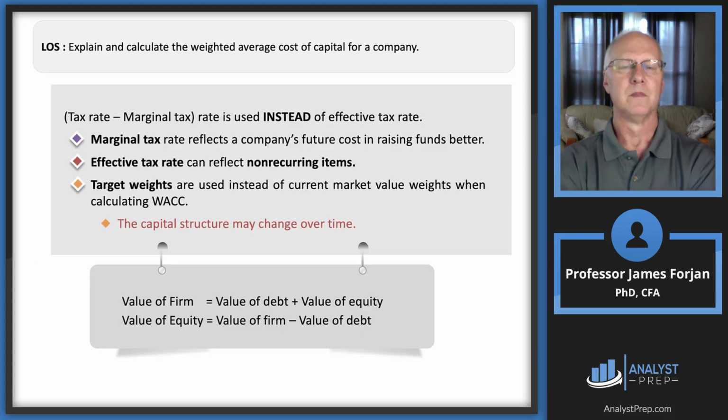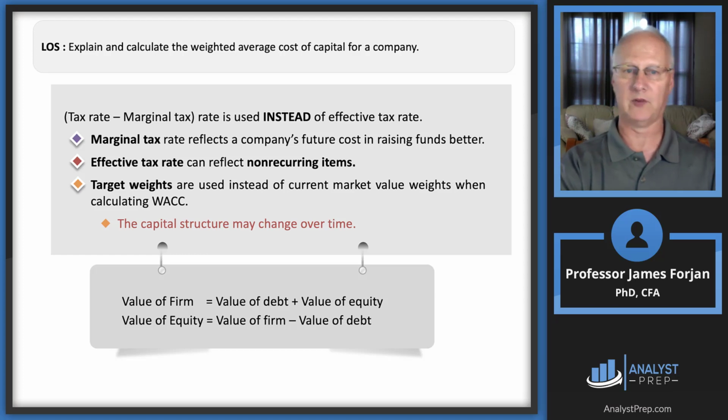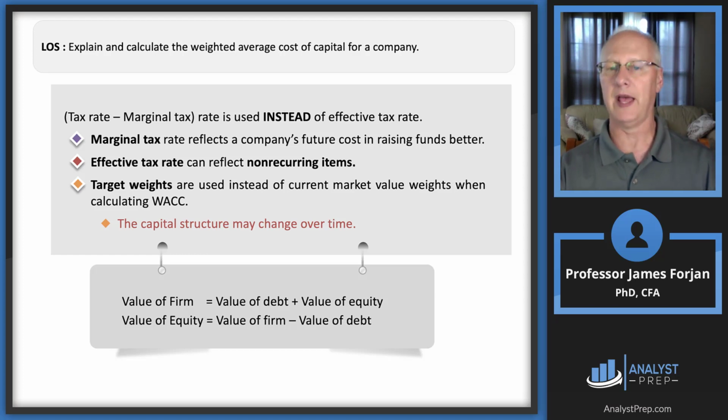There's an example. Oh, here, this slide makes certain that you don't make some mistakes on the exam. Make sure you use the marginal tax rate, not the effective tax rate, because the effective tax rate includes things like non-recurring items and natural disasters that probably don't occur but once every 10 or 20 years. Make sure you use the marginal tax rate, and then make sure that you use the target weights for capital structure if they are available.